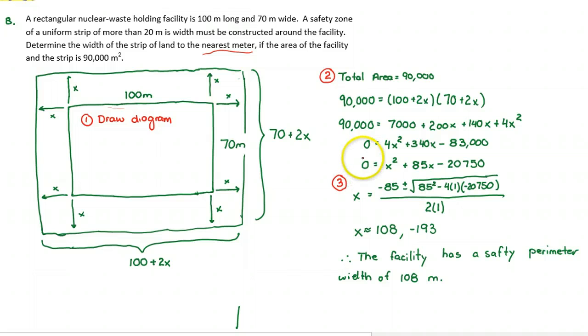So now that we have this, we simply sub in the values to the quadratic formula, and we get x is approximately 108 and negative 193. Since the strip obviously can't be negative, we can ignore that answer, and therefore the facility has a safety perimeter of 108 meters.